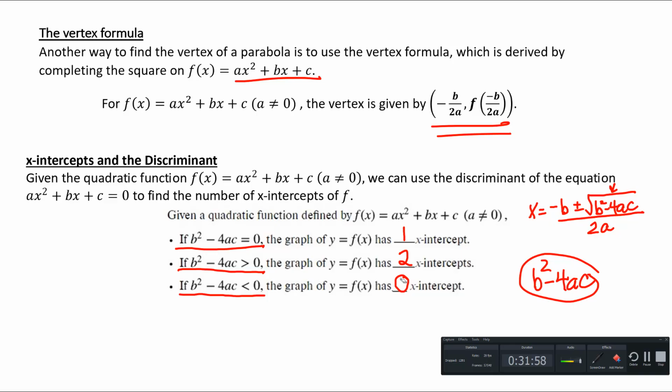The xy plane is only real numbers. So discriminant equals 0, one x-intercept. Discriminant greater than 0, two x-intercepts. Discriminant less than 0, no x-intercepts.